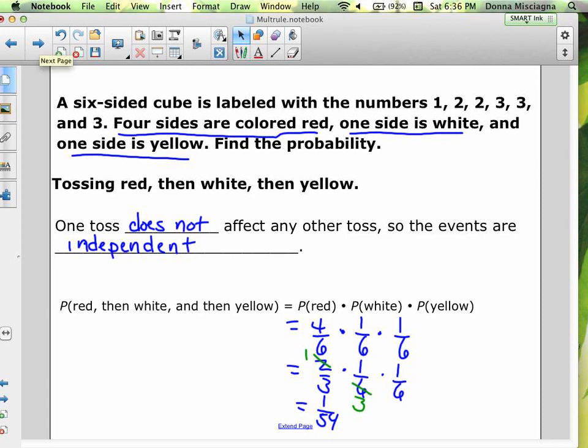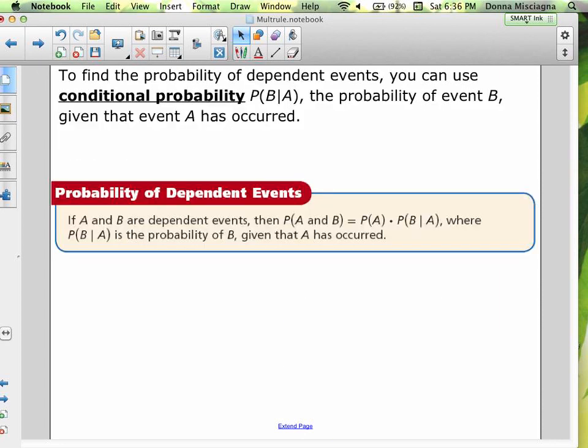So we've looked at some independent events. Let's look at some dependent events. To find the probability of dependent events, you can use the conditional probability formula: the probability of event B given that event A has occurred. We have several different tools that we're going to use for conditional probability. One is a formula, one is a factor tree. We're going to look at the factor tree before we look at the formula, because different problems are going to lend themselves to the factor tree, and different problems will lend themselves better to a formula. We'll see that later on.